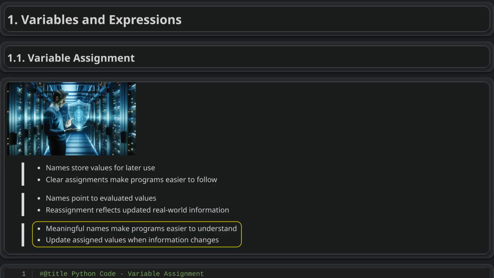Clear variable names make code easier to understand, share, and update. In fields like engineering and business, names that reflect real quantities, such as demand or capacity, help others follow the purpose of calculations. In Python, assigning a value is an instruction that can change as conditions change, so readable and adaptable naming supports more effective real-world programs.